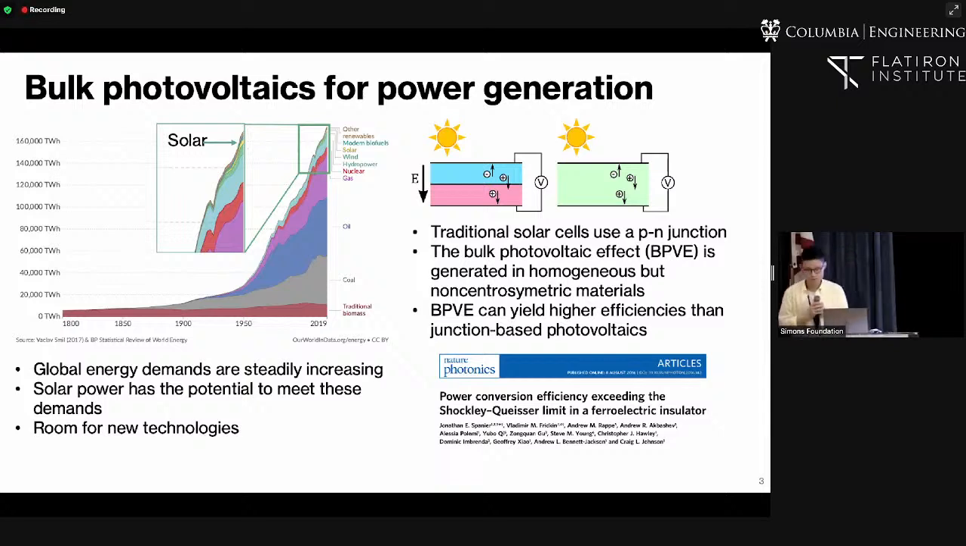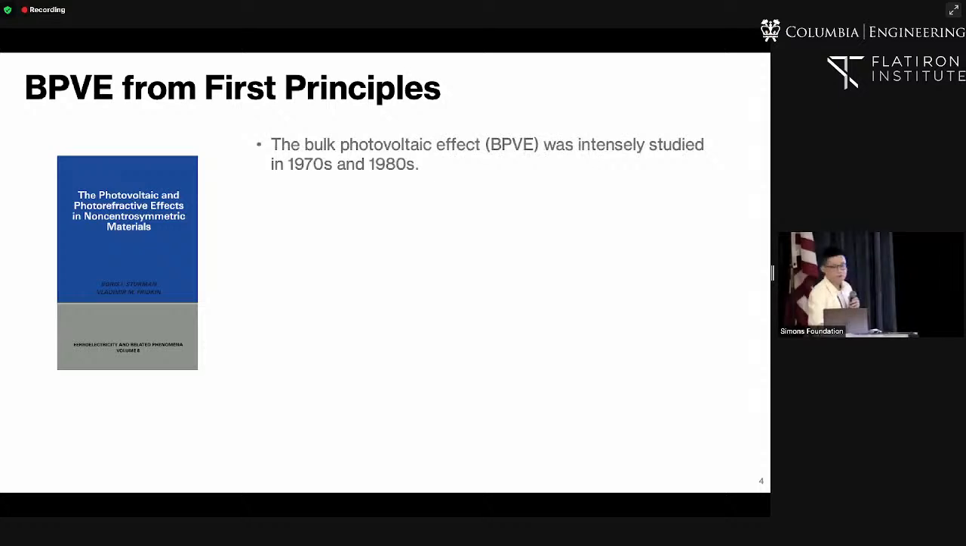And indeed, people have demonstrated in this Nature Photonics paper that barium titanate, which is a ferroelectric material and thus breaks inversion symmetry, can exhibit a power conversion efficiency higher than the Shockley-Queisser limit. So it's a very promising and interesting phenomenon. People wanted to understand it, and there were a lot of theoretical studies in the 1970s and 1980s, where many important concepts were introduced, such as the shift current and ballistic current, which I'll get into in a few slides.